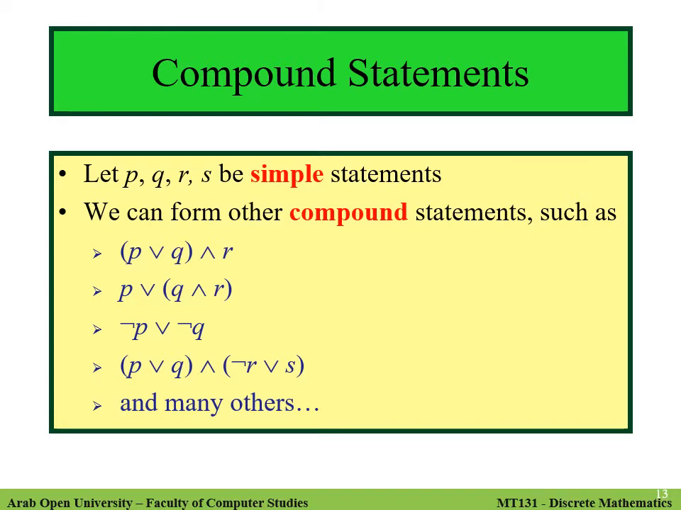The third statement, not P or not Q, uses two operations, the negation and the OR, and it uses two propositions. Here is another one, (P or Q) and (not R or S). The parentheses tell us take P or Q together as one statement, a sub-expression, and take not R or S as one expression. There are of course many other ways to form compound statements using any combination of operations and propositions.